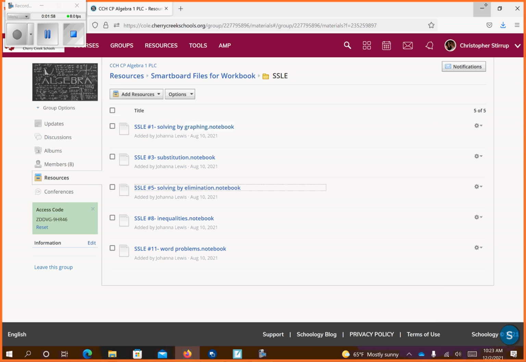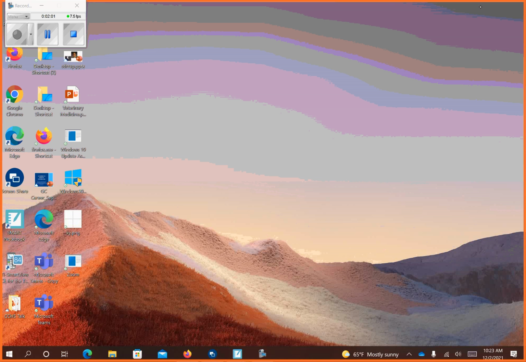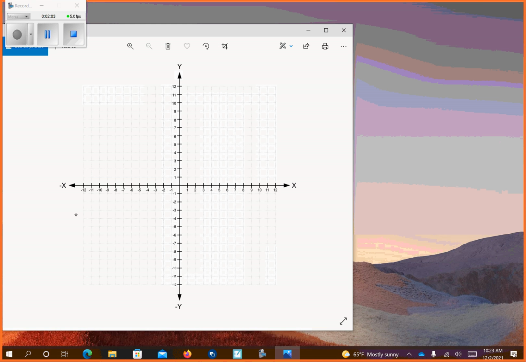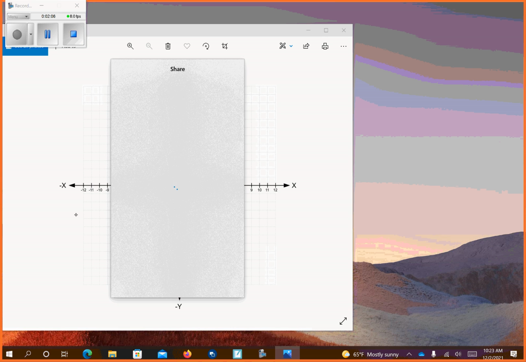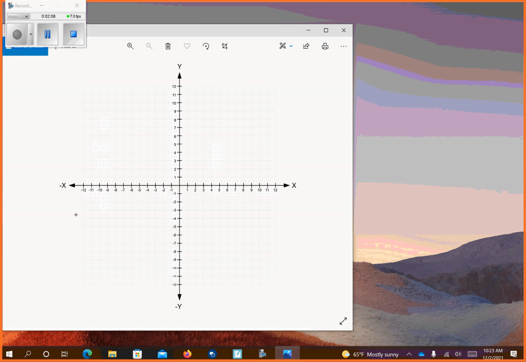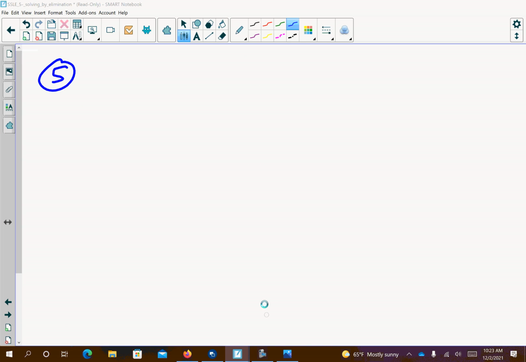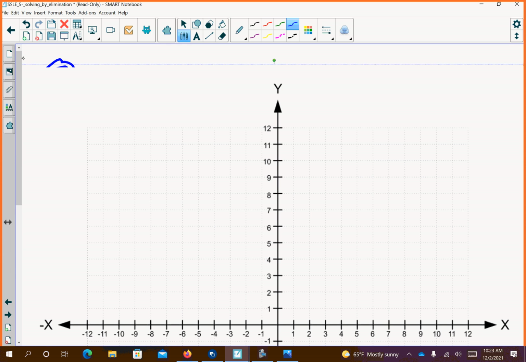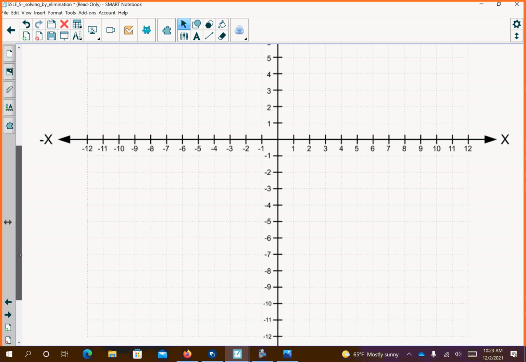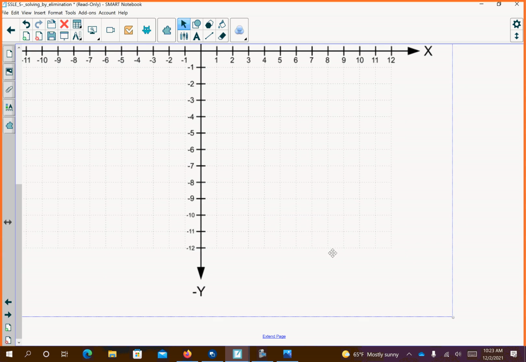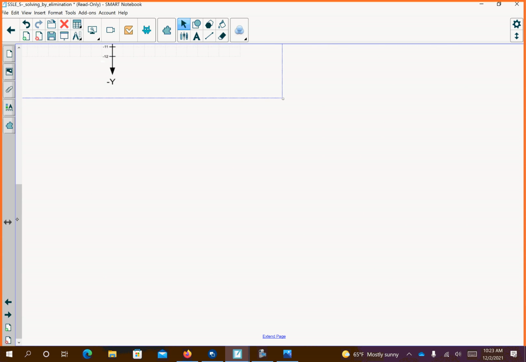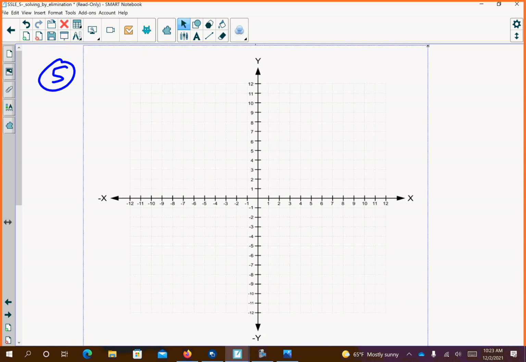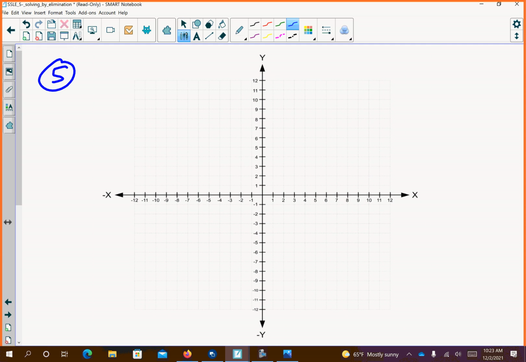All right, let's see. I've got to dig up my graph. Let's see. Copy file. Paste our file. Paste. All right, kind of covered it up a little bit. Let's reduce it down a little.